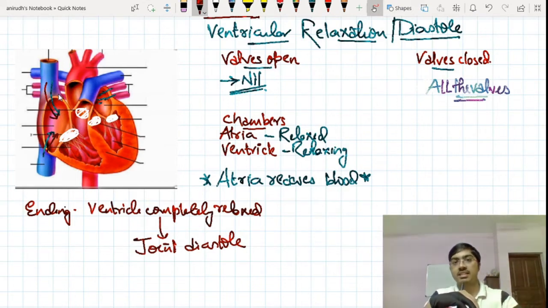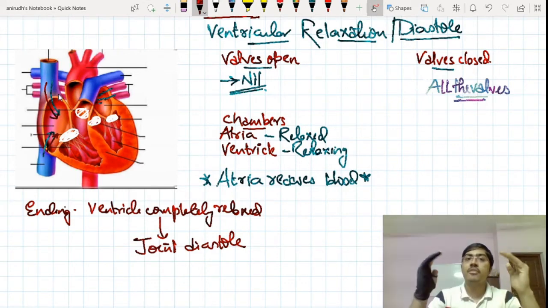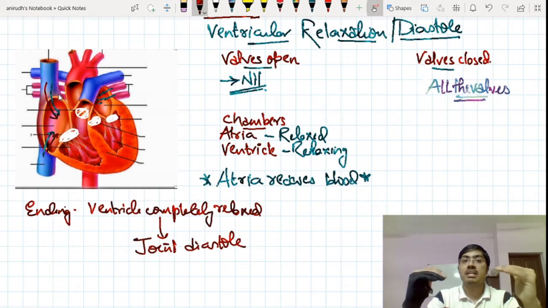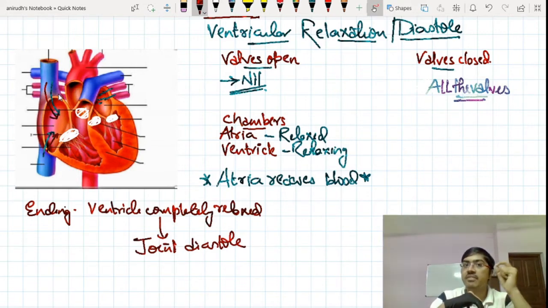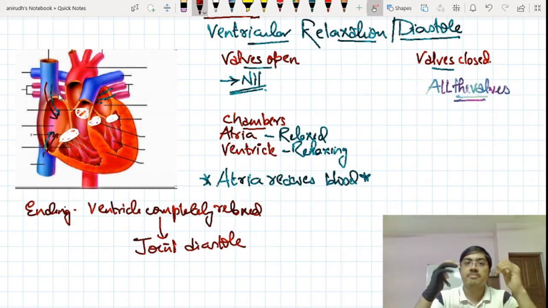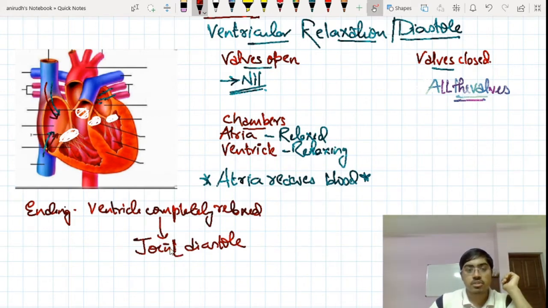Atria already relaxed since the previous phase, and in this phase, the ventricle has also relaxed. So all four chambers of the heart are relaxed at the end of ventricular relaxation. And now the atria is full of blood. It has received its blood from the superior vena cava, inferior vena cava and pulmonary vein. And because of this pressure of the blood, at the end of that, it will go into joint diastole.